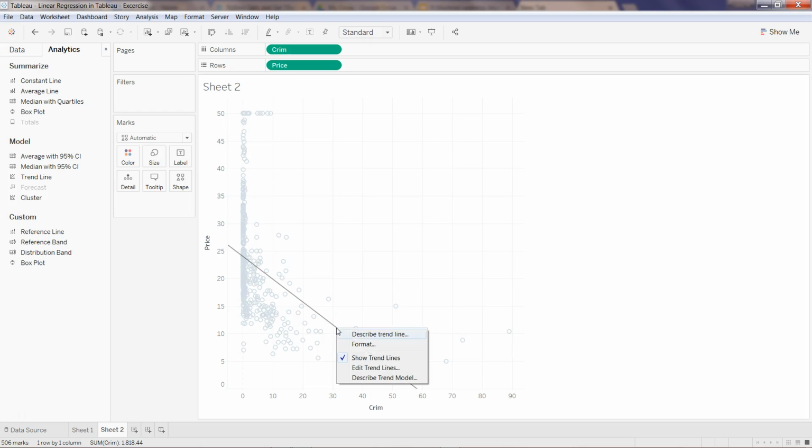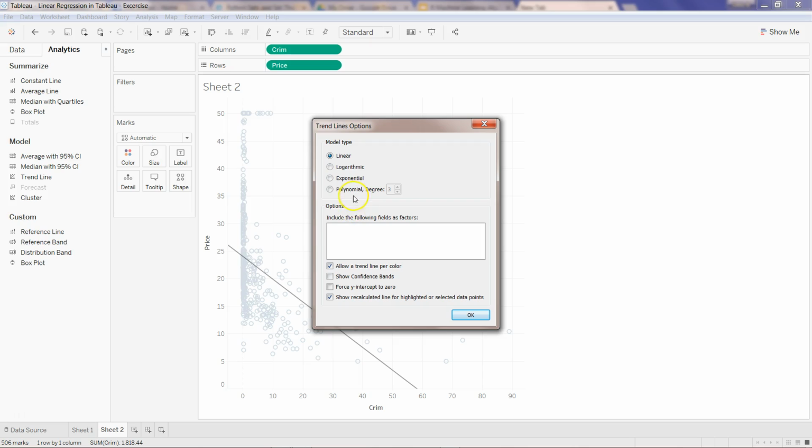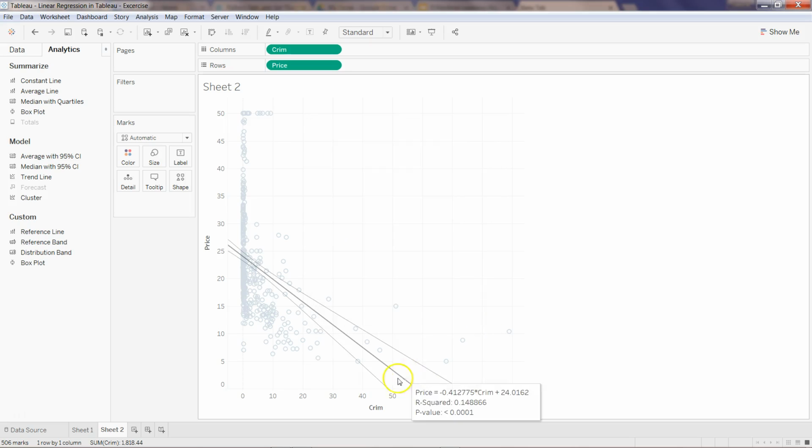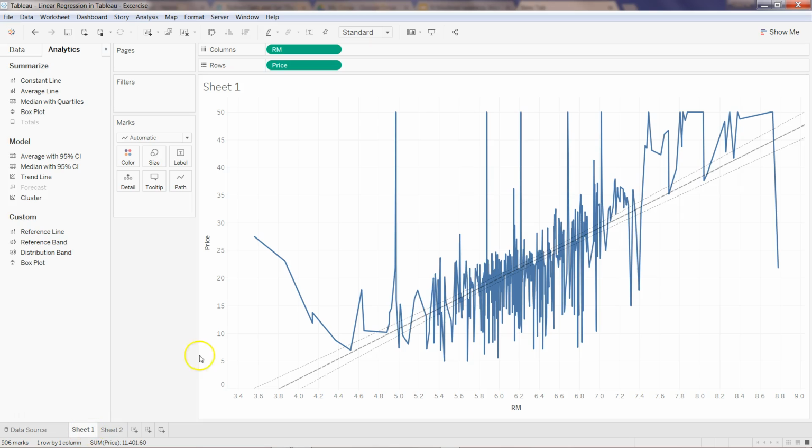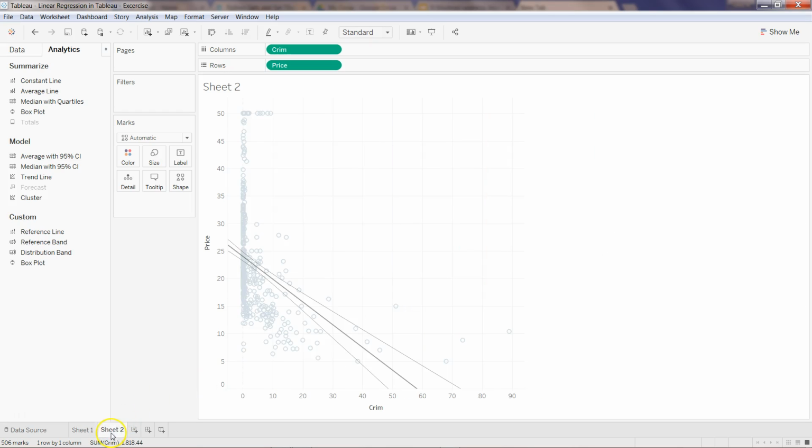Also, if I right click and go into the edit trend line and show the confidence band, I will see that the confidence band is pretty high in the case of crime rate when we compare it with the average number of rooms per dwelling. So that's how you can very easily create linear regression, and hope you found the solution useful.